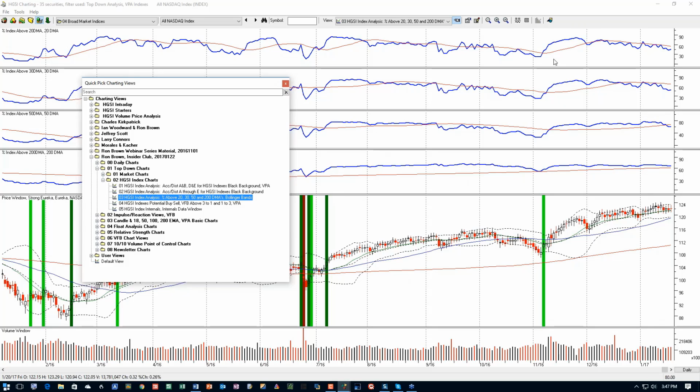This is a chart which gives a different perspective on this. This tells us the percentage of stocks that are above their 20-day moving average, their 30-day moving average, their 50-day moving average, and their 200-day moving average. Now, looking at this, what can we see? We can see that there has been some deterioration within the all NASDAQ. Just a little, it's a different way to look at it.